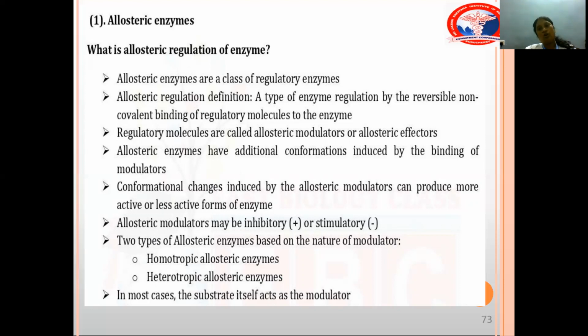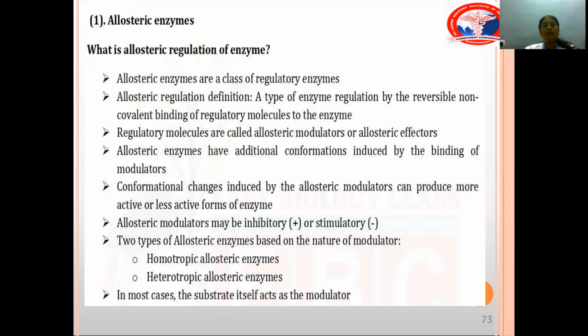If it produces more active forms of the enzyme, the modulator is called a stimulatory allosteric modulator. If it results in less active forms of the enzyme, these are called inhibitory allosteric modulators. There are two types of allosteric enzymes based on the nature of the modulator. Either they can be homotropic allosteric enzymes or heterotropic allosteric enzymes.